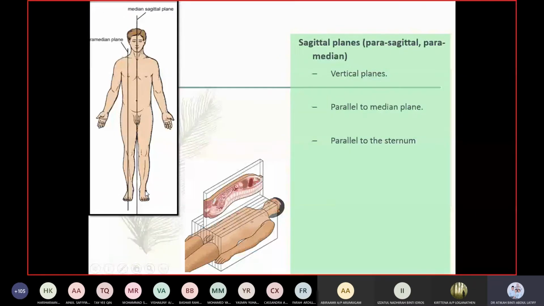Okay, so how about sagittal planes? It is parallel to your median plane, but it's not in the middle. So for example, more to the left or more to the right. A vertical plane anywhere else rather than the center is your sagittal plane.